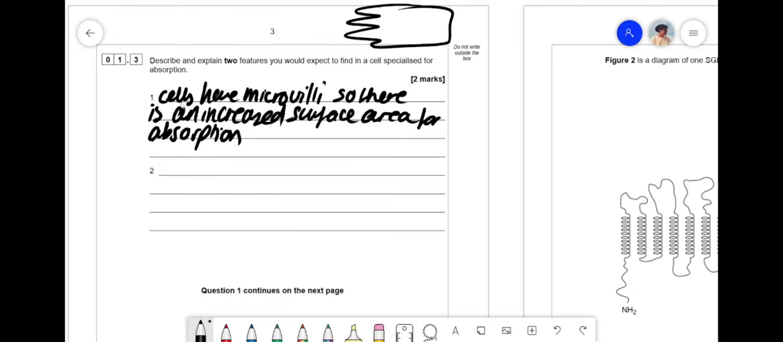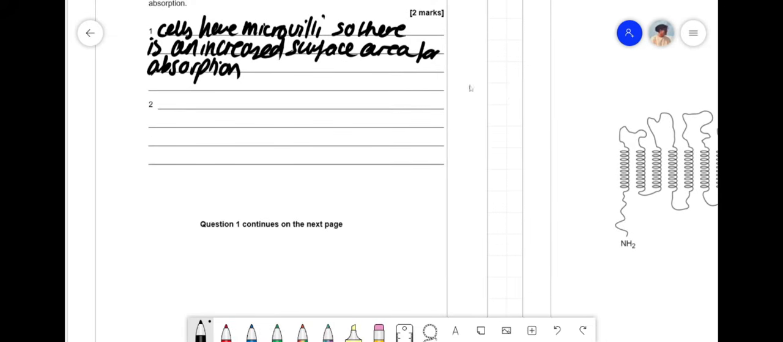Saying cells have microvilli is the same as saying a car has 4 wheels. It doesn't tell me what the purpose of the 4 wheels is. So saying cars have 4 wheels, therefore you can drive it and get to places, is more useful than just saying cars have 4 wheels. In the same way here, it's more useful to say cells have microvilli, so there's an increased surface area for absorption.